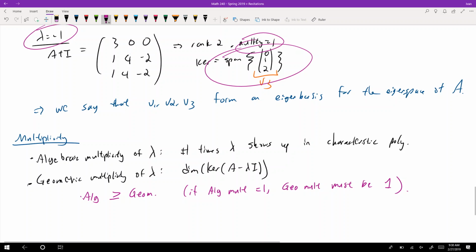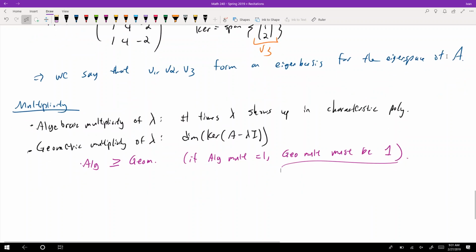So if the geometric multiplicity is 0, what's the only vector inside the kernel? The 0 vector, all right? And don't put the 0 vector down as an eigenvector. We're just not going to give you points for that problem. The 0 vector is never an eigenvector. So if you have geometric multiplicity equals 0, guess what? You found the wrong eigenvalue. So you shouldn't ever have geometric multiplicity 0 for an eigenvalue.